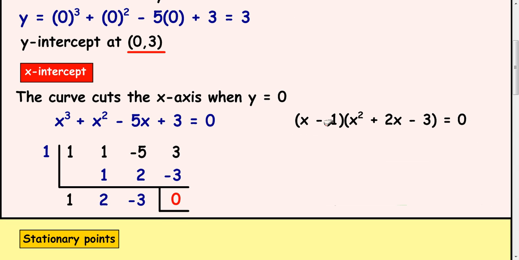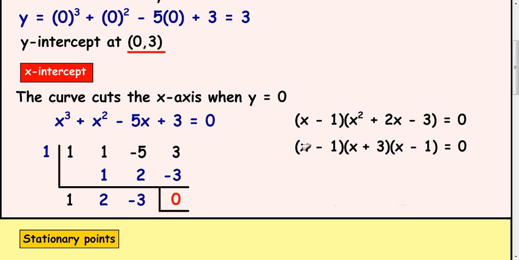Therefore we can get our x minus 1 as a factor, and you can get your other bracket from the bottom here. That's your number, that's your coefficient of your x, and that's your coefficient of your x squared. We can then fully factorise this, because that trinomial will factorise to double brackets. X in the front of both brackets and a 3 and a 1 at the end needs to be a plus 3x and a minus 1x to give you your plus 2.